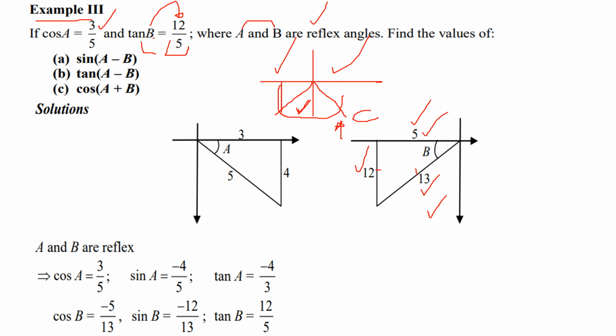Now if you go to cos A, cos was given as a positive value, and you say that cos is positive in the fourth quadrant.